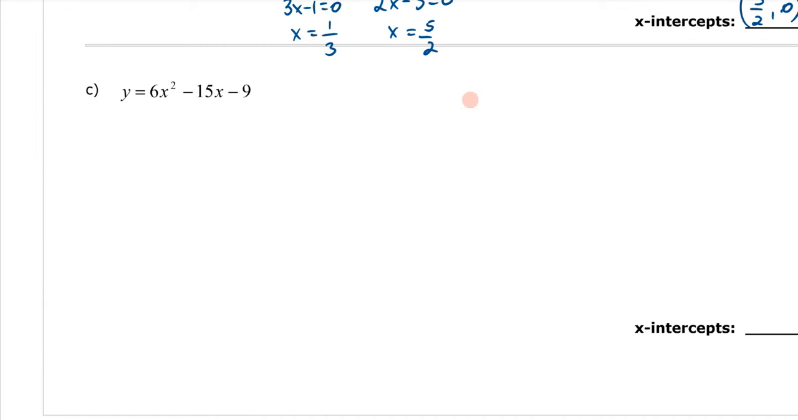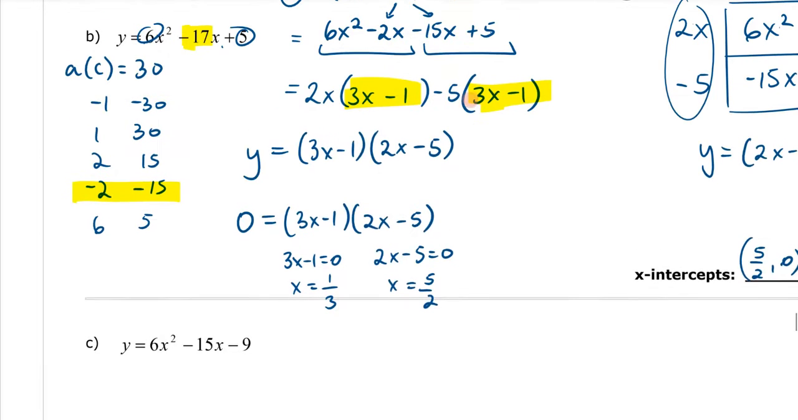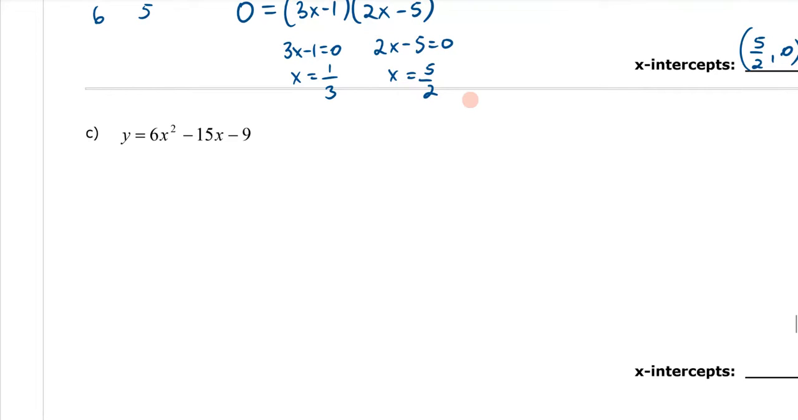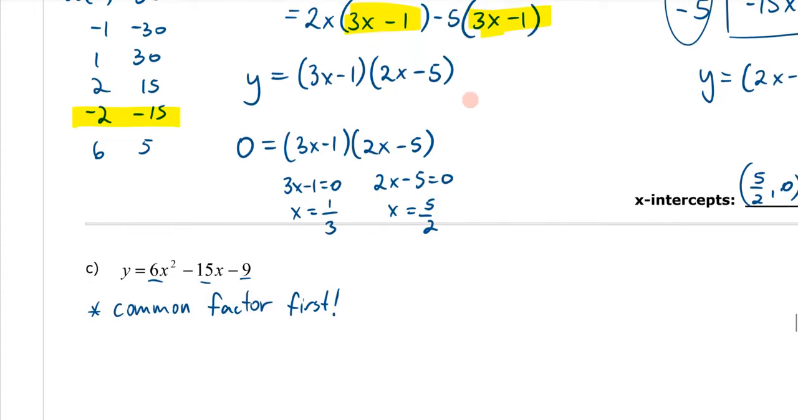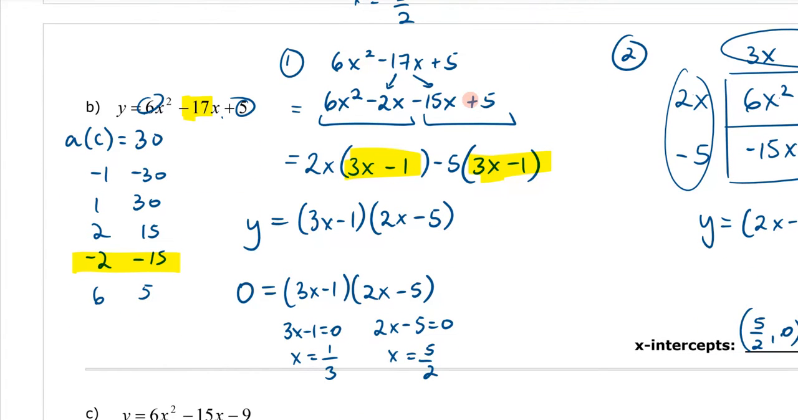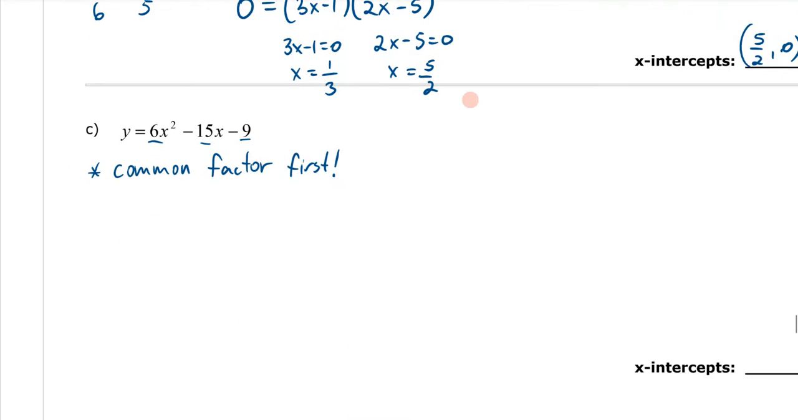6x squared minus 15x minus 9. First thing you should always check is there a common factor? Common to 6, 15, and 9 is a 3. So check for the common factor first. How come I didn't do that in the last question? Well, I did. I didn't really mention it because there was no common factor between 6, 17 and 5, so that wasn't necessary. But always look for it. Okay. So common factor here is 3. So I'm going to factor out a 3.